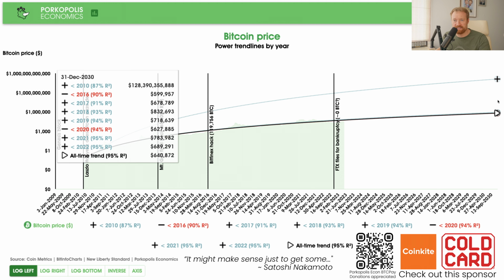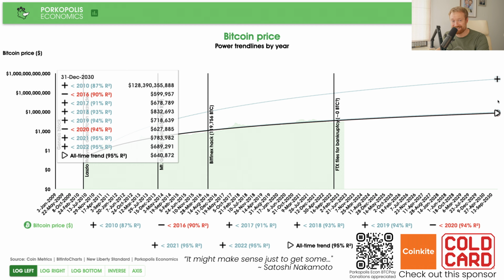And you can see that the 2016 trend line for Bitcoin predicts what in 2030? $600,000 per Bitcoin. What about 2017? $678,000 per Bitcoin. What about 2018's trend? $832,000 per Bitcoin. And that took in the 2017 boom, so it's rising. Anytime price goes up, that trend line is going to come up. Anytime price goes down, the trend line is going to go down. But again, I'm freezing these trend lines based on each year end. All right, so that's 2018.